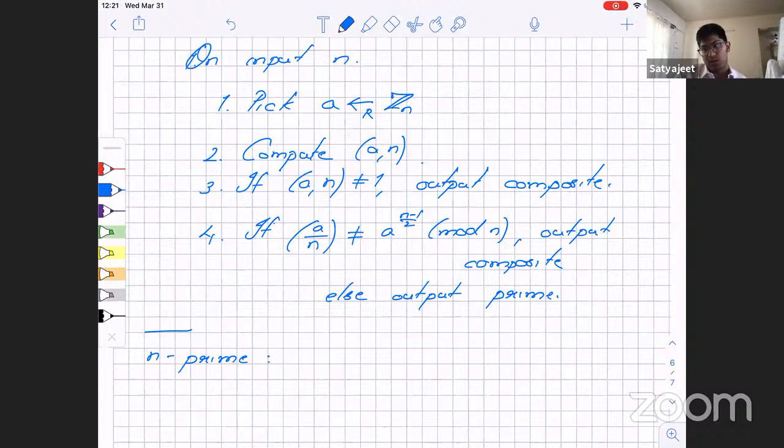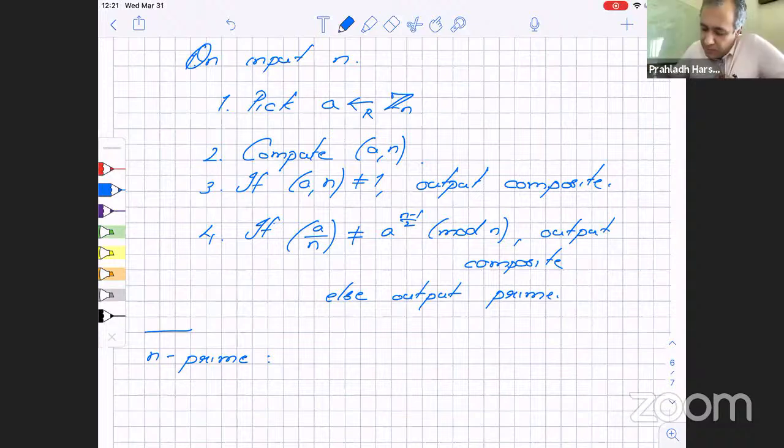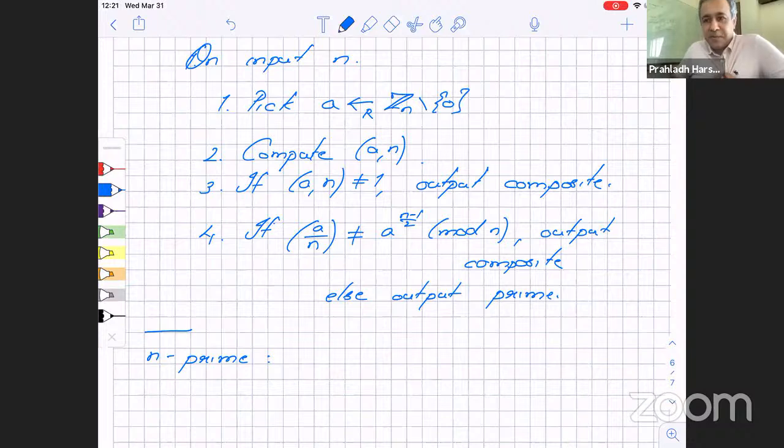It might output something with an error, right? Does it? If N is prime, does it ever output composite? No, sir. We'll pick an A and the GCD of A and N will be 1. You can say actually pick it in Z. I want to make A not equal to N or something on the first step. It can never output composite in this case. For every choice of A, SS outputs prime.